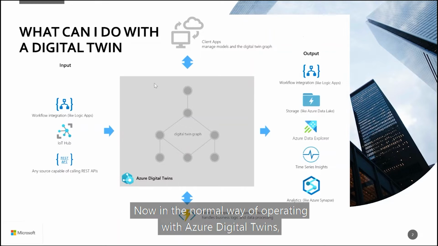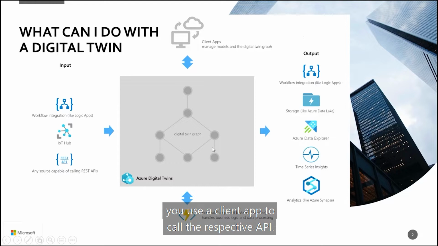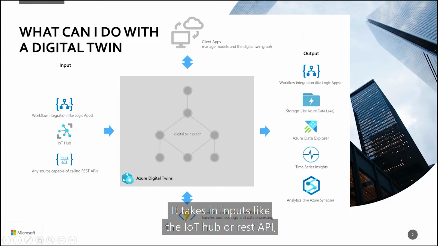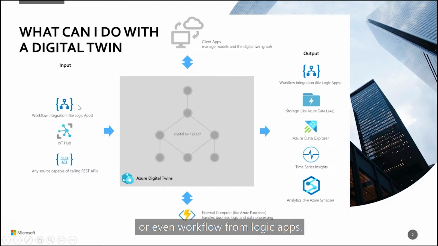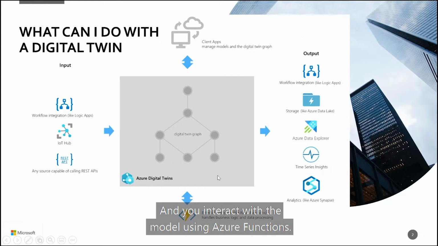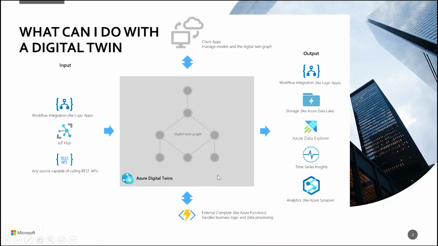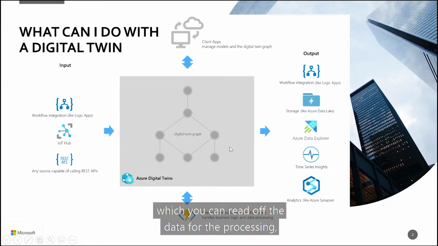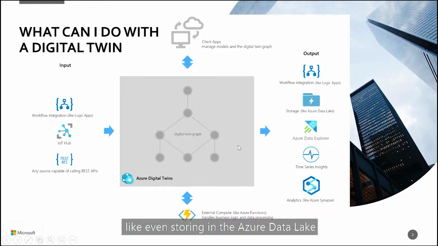Now, in the normal way of operating with Azure Digital Twins, you use a client app to call the respective API. It takes in inputs like the IoT Hub or REST API, or even workflows from Logic Apps, and you interact with the model using Azure Functions. The model itself is a live model which you can read data off for further processing, like even storing in the Azure Data Lake so that you can run analytics.